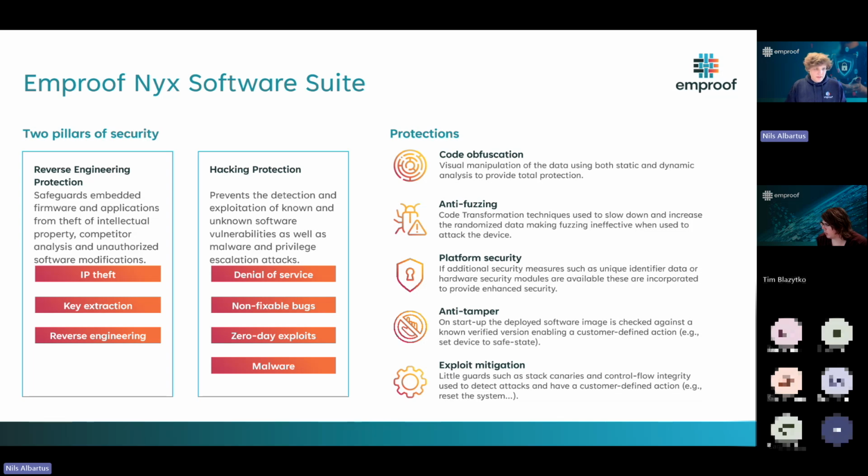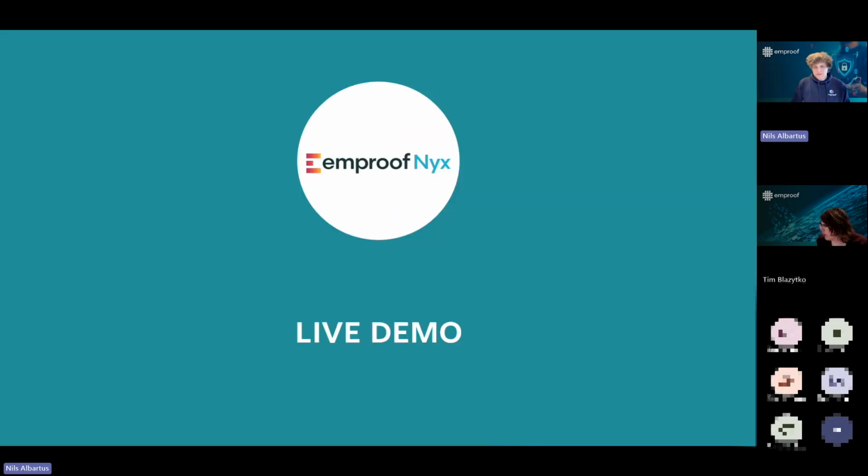But we also have here on the reverse engineering protection side, again, things like anti-debugging and anti-emulation detection and also anti-tamper. Yeah, and for the hacking protection, which was about the detection and prevention of these exploits that are in there due to the memory safety issues, we have different exploit mitigations available, which will help to prevent different vulnerabilities, and for example, malware or privilege escalation attacks, and can be inserted just by a click of a button into the binary. So Tim, I will hand over to you again for the live demo of what our tool looks like in practice.